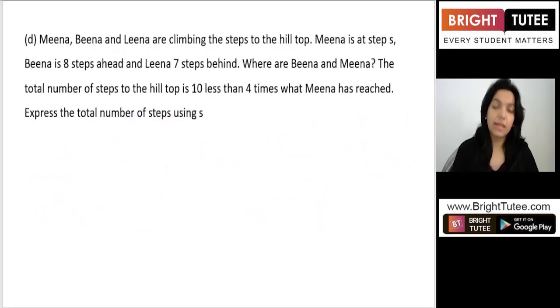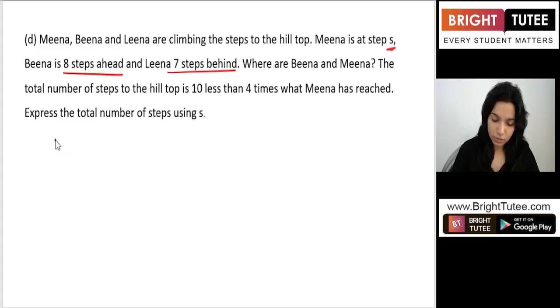Moving to the next one, it says Meena, Beena and Leena are climbing the steps to the hilltop. Meena is at step S. So this is the variable S. Beena is 8 steps ahead. 8 steps ahead means she is plus 8 steps. Leena is 7 steps behind. So she is at minus 7 from Meena's step. Where are Meena and Beena? We need to find this. Then they are asking the total number of steps to the hilltop is 10 less than 4 times the Meena has reached. Express the total number of steps using S. So we are going to do all of these.